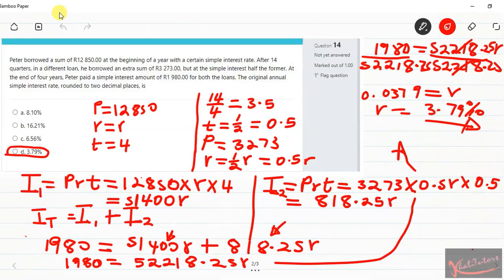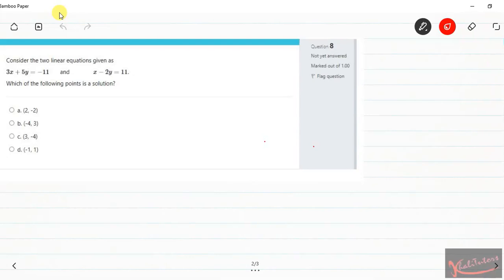Let us move on to the second question. Okay, so the second question deals with a system of linear equations. You are given two linear equations, and then they want you to determine the point where these two linear equations intersect.